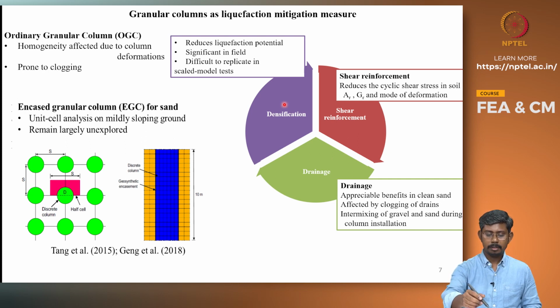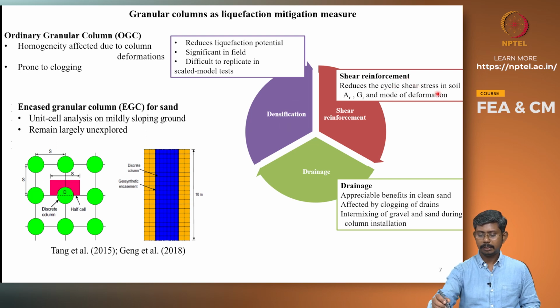There are three mechanisms of liquefaction mitigation that are key to the performance of granular columns. The first is densification, which reduces the liquefaction potential by increasing the relative density of sand. It can be achieved in the field as a result of installation of stone columns, and this could not be easily replicated in the laboratory tests undertaken as a model. The second is the shear reinforcement effect, which occurs as a result of the difference in the shear modulus between the two materials, and the third is drainage as a result of the difference in permeability.